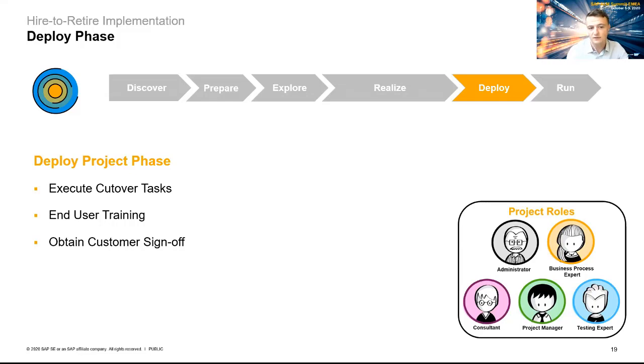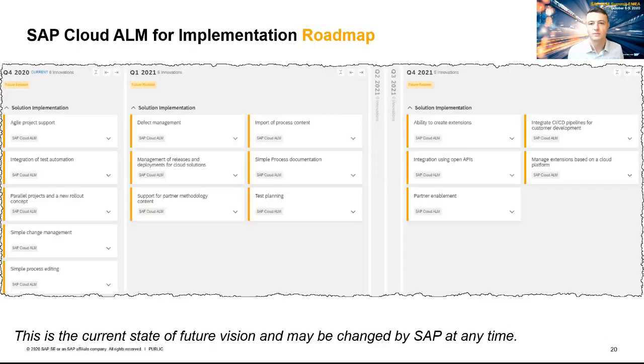It's a similar story for the deploy phase. So, we're executing those cutover tasks. It's all about that end user training and obtaining customer sign off. So rather than actually jump into Cloud ALM again and just manually jump through those tasks, what we can do instead is look at, well, what's coming up for SAP Cloud ALM? What do we have that's going to come and help and make our implementation that bit easier? And if we jump to the roadmap, we can see exactly that.